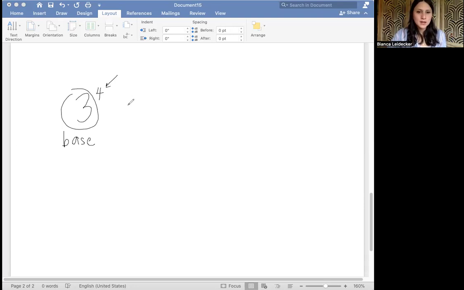And what does this mean? This means 3 is being multiplied by itself 4 times. 3 times 3 times 3 times 3. Don't think that's 3 times 4. It's not. It's 3 times itself 4 times. So this exponent tells us how many times the base is being multiplied by itself.